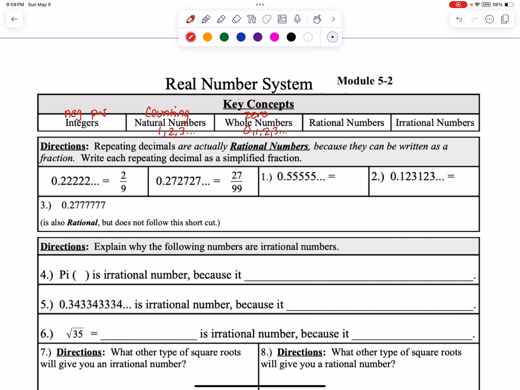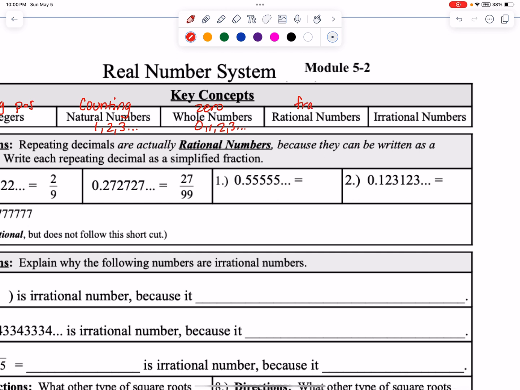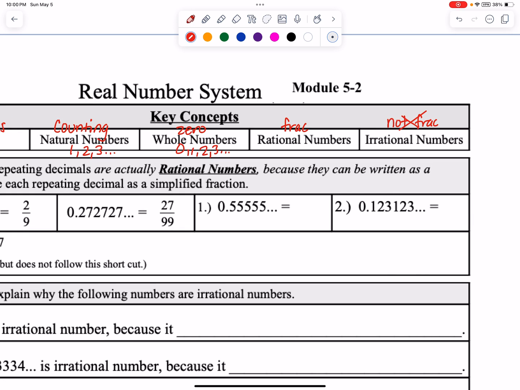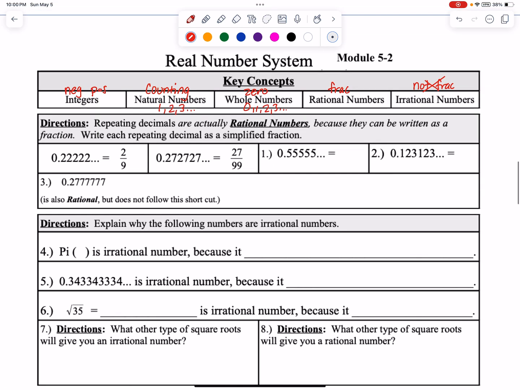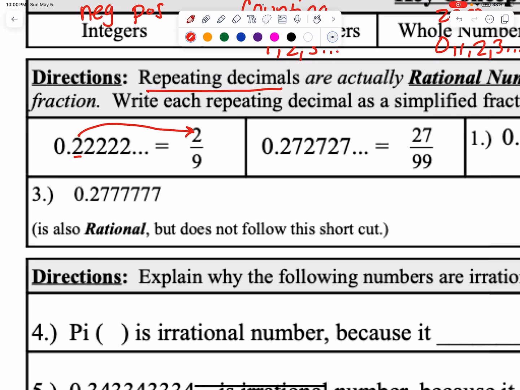And then we have rational numbers. Those are ones that can be written as a fraction, so that's your hint for that. And then irrational numbers are numbers that are not fractions. Remember, they don't repeat and they don't stop, or don't terminate. All right, so let's go ahead and look at this. It says repeating decimals are actually rational numbers because they can be written as a fraction. Remember the trick was the number that's repeating, you put that number on top and put it over 9, and that's how you create that.